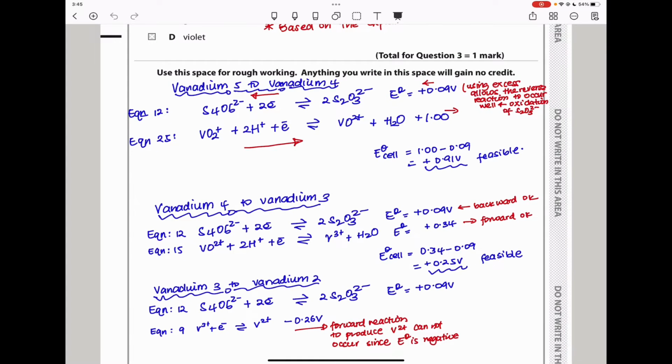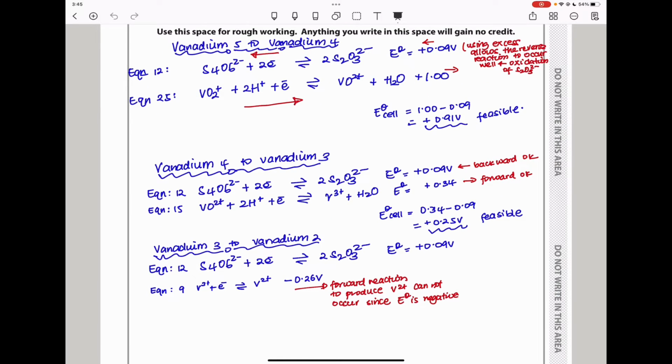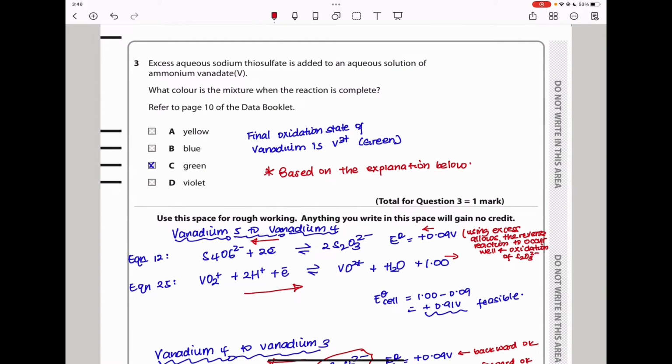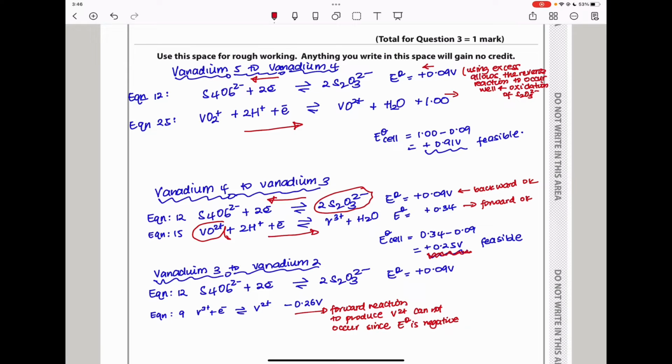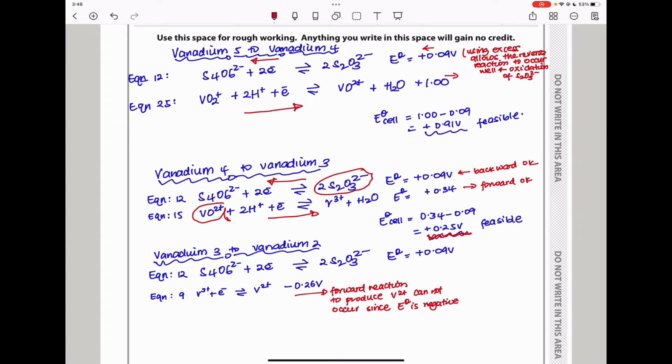So how about a change from vanadium 4 to vanadium 3? I listed equation 12, which is the same as above here. That is for thiosulfate. But there is another equation 15 involving vanadium 4 conversion to vanadium 3. So I also looked at the electrode potentials. Here we can see this one is more positive in comparison to that. Since our aim is to convert this equation in that direction and this in that direction, this reaction should be feasible if the E theta for the cell is positive. So here I use 0.34 minus 0.09, giving us this positive value. One thing we need to know is they use excess thiosulfate. Excess thiosulfate means this reaction is going to be feasible even if it's a smaller positive value, so it will work. That means vanadium 4 is going to be converted to vanadium 3.